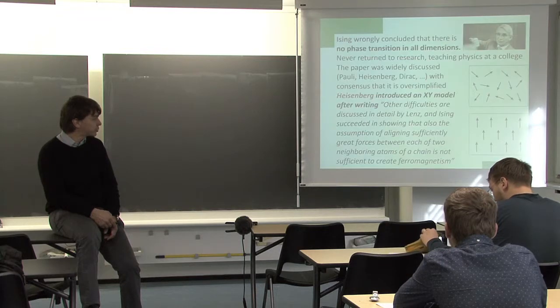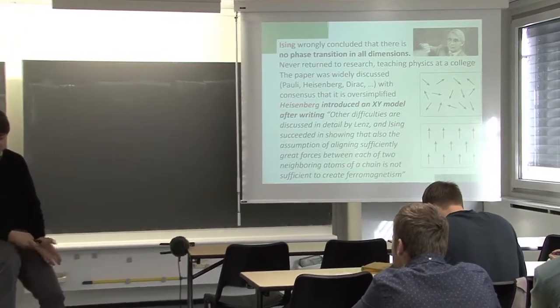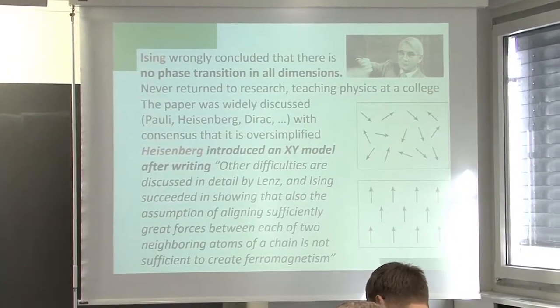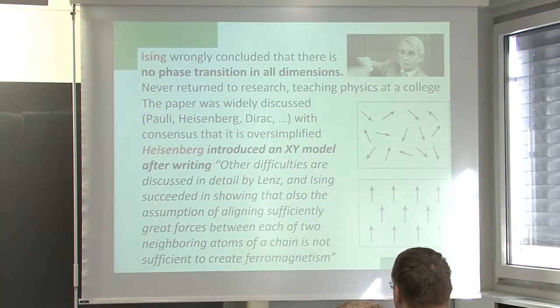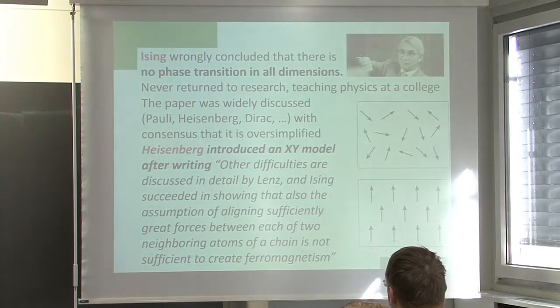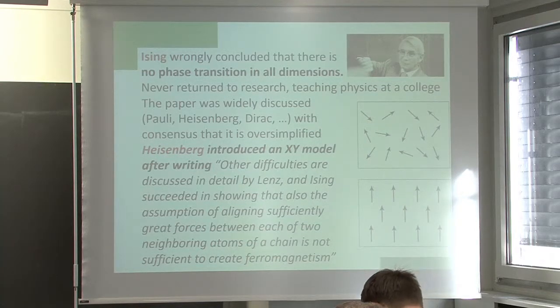The other contribution of Ising was that he writes in his paper that there is no phase transition in dimension 2 and 3, and people actually did believe him. He writes that his method works in dimensions 2 and 3, and there is no phase transition there. As a result, other people like Heisenberg and Dirac wrote papers proposing other models for magnetism.